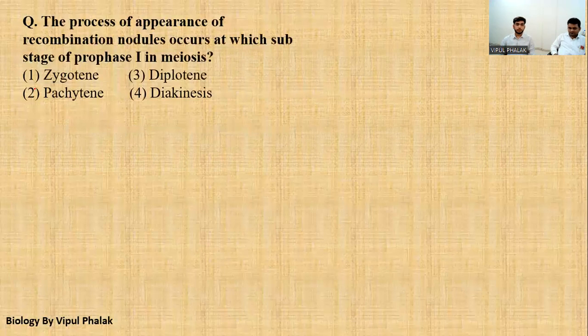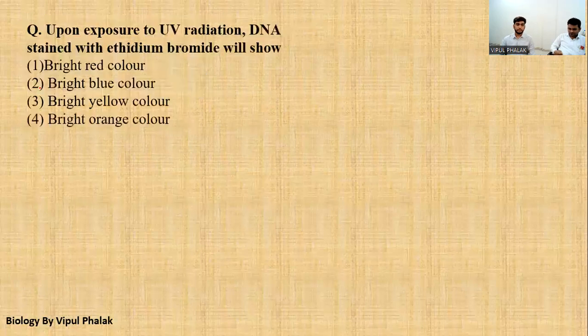Next question. The process of appearance of recombination nodules occurs at which substage of prophase 1? So recombination has another term called crossing over. We know that in pachytene, crossing over occurs between non-sister chromatids of homologous chromosomes. Therefore, the second, pachytene, is the correct answer.